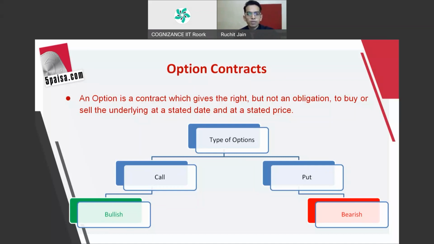Now let's look at some exchange. I just shared another window with you.